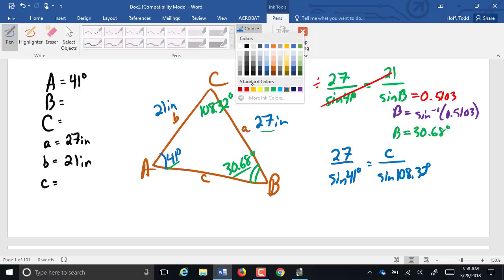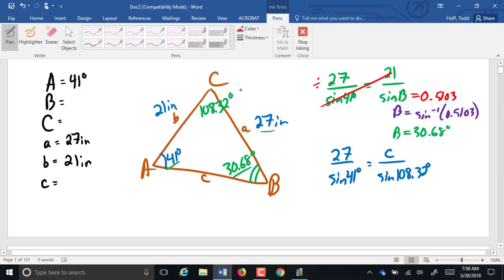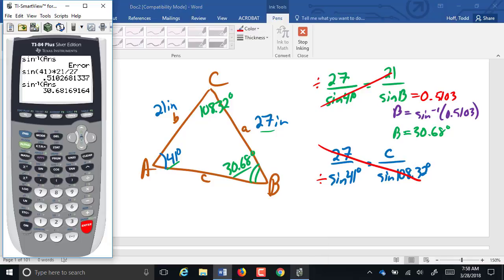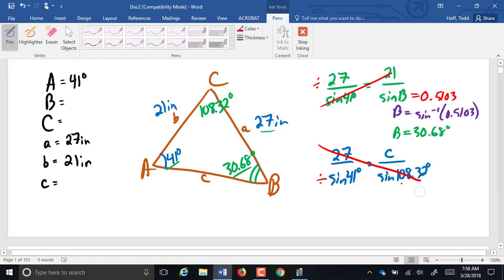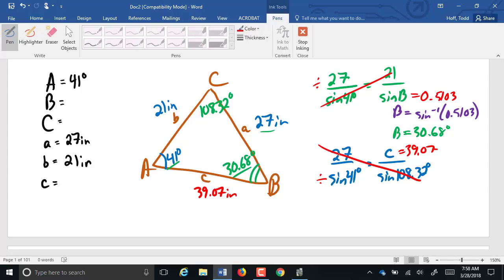Because like we had mentioned, here we don't have a choice. We have to reuse information we've already calculated, so the round off errors are just going to have to be a part of it. So we're going to cross multiply this way. 27 times that sine of 108.32. Yes, make sure you close the parentheses and then divide it by the sine of 41. 39.07. This is 39.07 inches here. I'm looking at that, does that make sense? Smallest side opposite smallest angle, biggest side opposite biggest angle. Yes, it does.